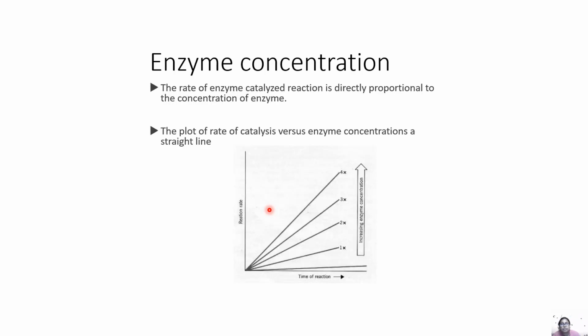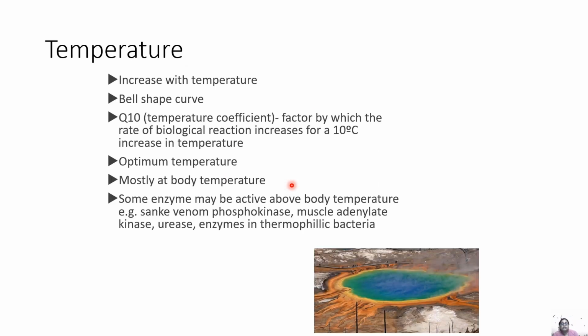Now, enzyme concentration: the rate of enzyme catalyzed reaction is directly proportional to the concentration of the enzyme. So the plot of rate of catalysis versus enzyme concentration is a straight line. Okay. Now the temperature, basically the rate of reaction will increase with temperature. There is a bell-shaped curve.